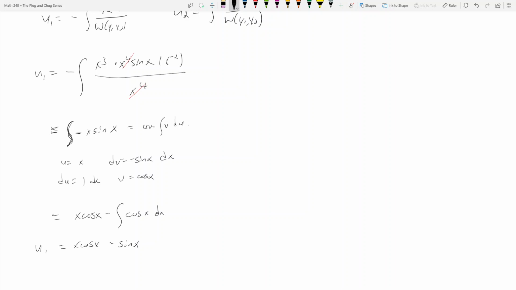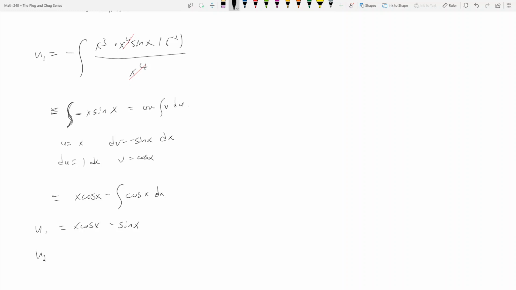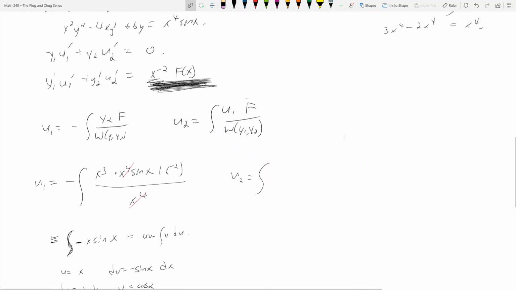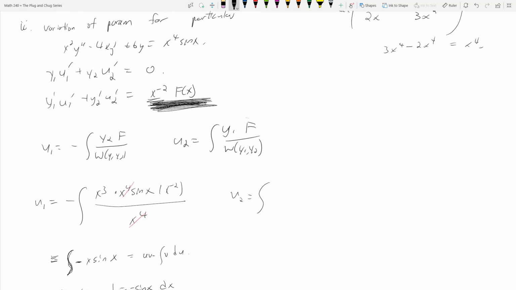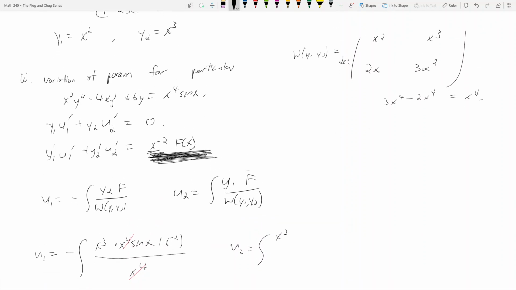Now, what is u2? U2, then, let's go back up. Okay, u2 is equal to the integral of y1, sorry, that's not u1, y1. So y1 was x squared, so this is x squared times x to the 4th sine x, but remember, now we need to multiply by this negative x to the negative 2 term, and then the Wronskian in the bottom is still x to the 4th.